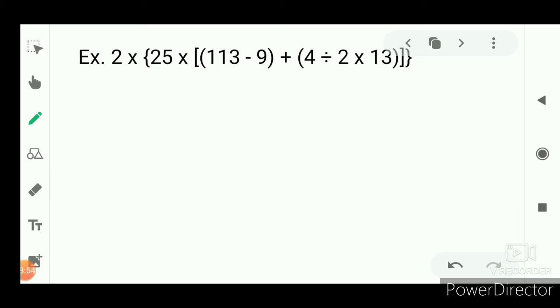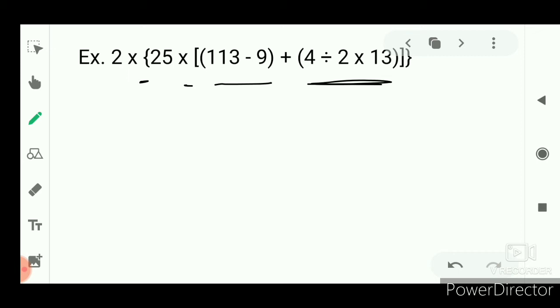Now let's solve this example. In this, many brackets are given, and we have learned a rule that if there are many brackets, then we have to solve the innermost bracket first. So this is the outermost bracket, this is the inner bracket, and these two are the innermost brackets. So we have to solve these two brackets first.